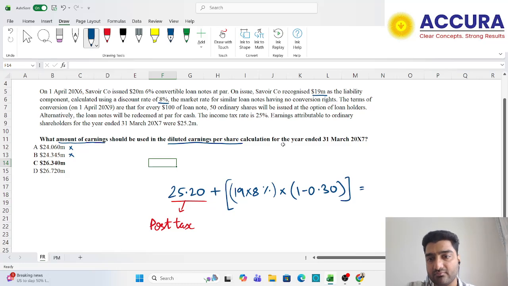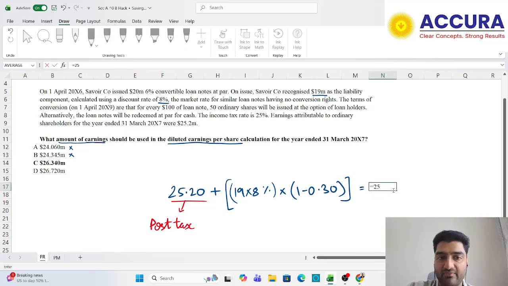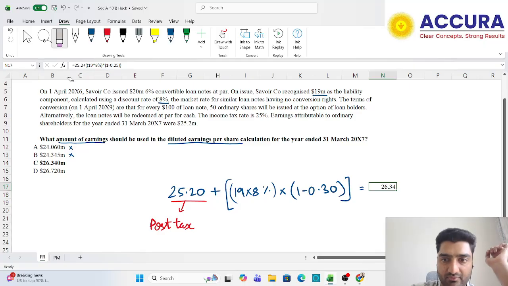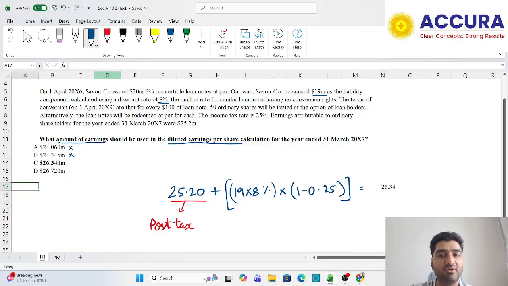25.20 plus 19 multiplied by 8 percent, and I will consider it post tax. 1 minus 0.30, 0.25. The tax rate is 25. Sorry guys, my bad. It's not 0.30 here. It's 0.25. I'll just change this and see, the answer is option C, which is 26.34.